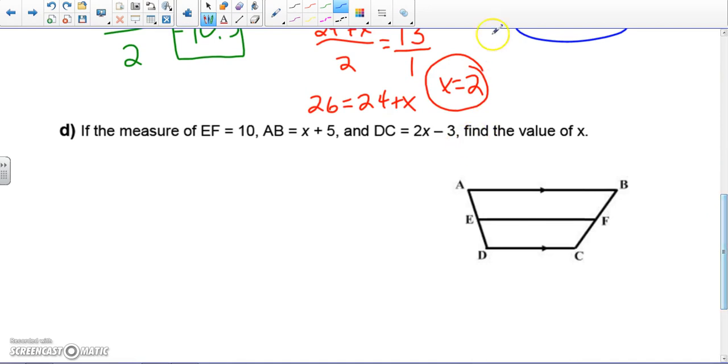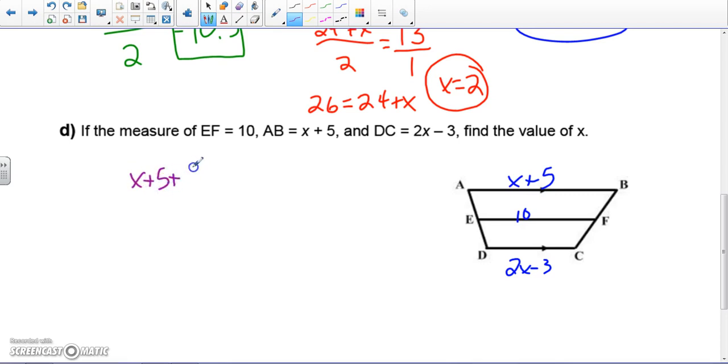All right, last one. EF, we know that is 10. We know AB is x plus 5, and we know DC is 2x minus 3. So in this case, we have to do a little bit of math. We have to do a little bit of algebra. We know the answer is 10. We know the average of these two bases is 10, but we don't know what those bases are. So in this case, we just have to set up the algebra. So we know the average of the two bases.